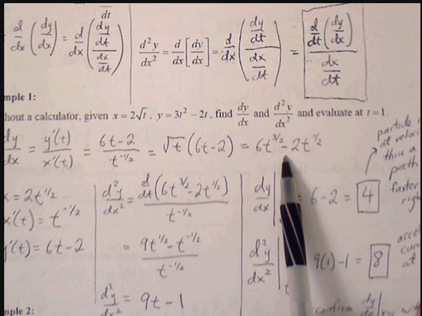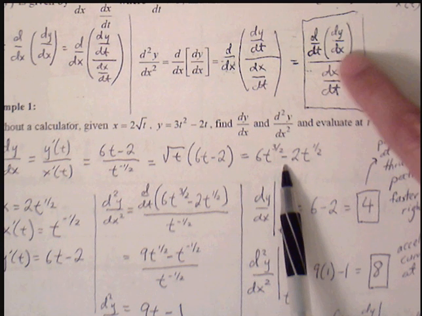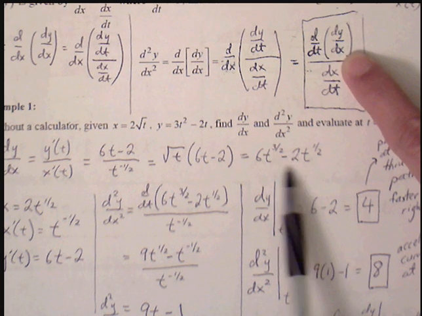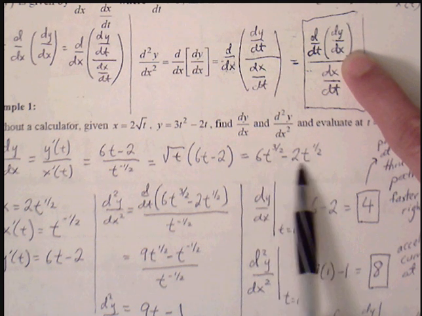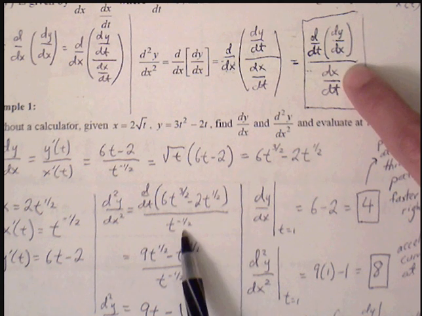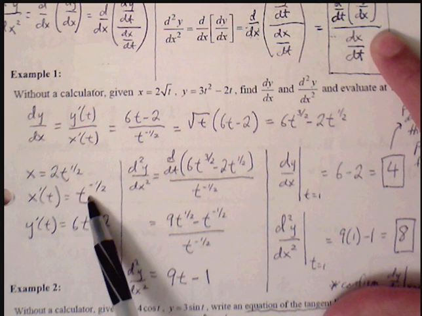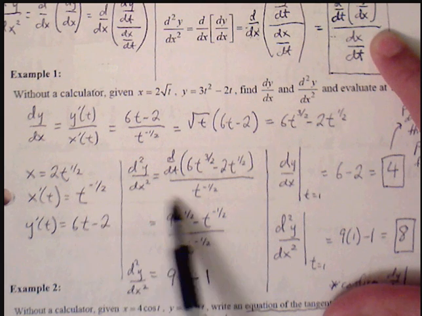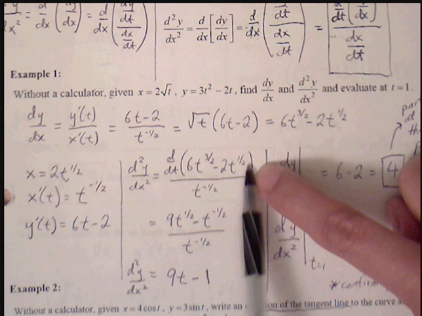Now let's find the second derivative. If we go back to our rule, it's d/dt of dy/dx. So here's my dy/dx. I'm going to find the derivative of this with respect to t, all over dx/dt. My dx/dt we found from the first derivative, which is t to the negative 1/2. Once we have that in place, we're ready to find the derivative of dy/dx.